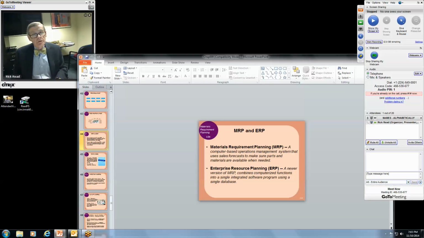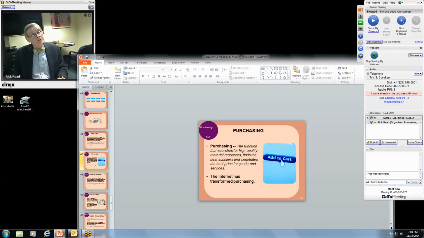A couple of methods to do this: materials requirement planning and then enterprise resource planning. These are both computer systems, and enterprise resource planning is a little bit newer, a little more up to date. Notice that it started out using sales forecasts to make sure parts and materials are available when they're needed. Really big deal, because if you have built up inventories, that's costing you money. You have to store them and a few other things.